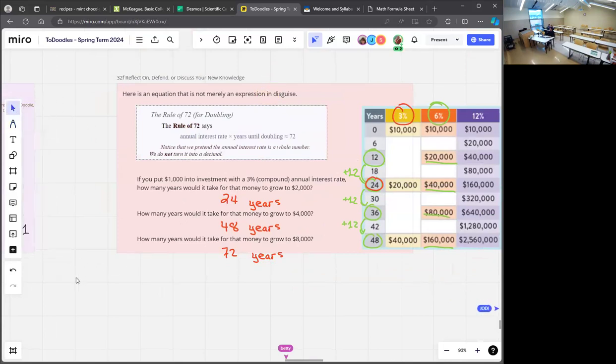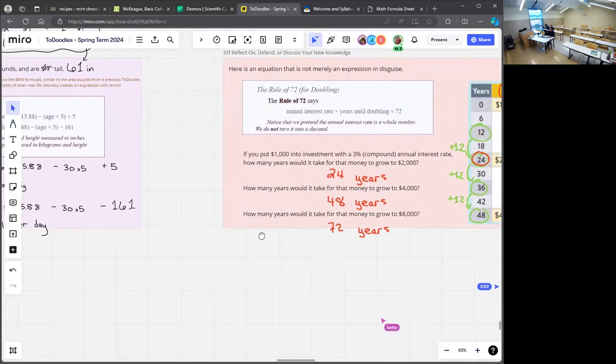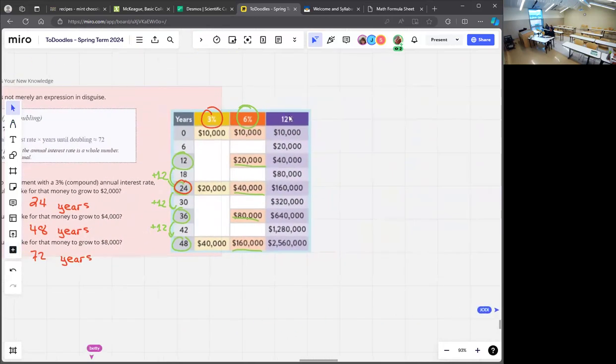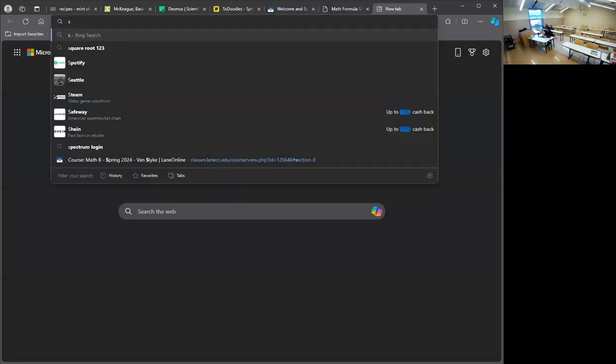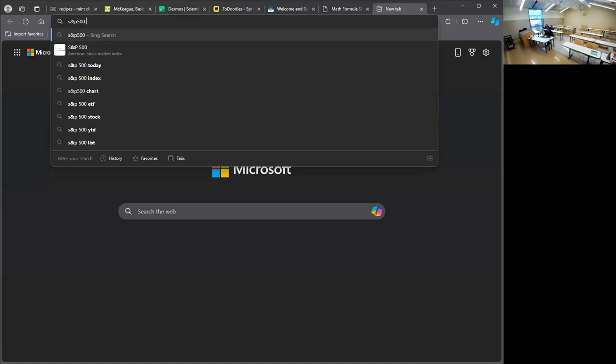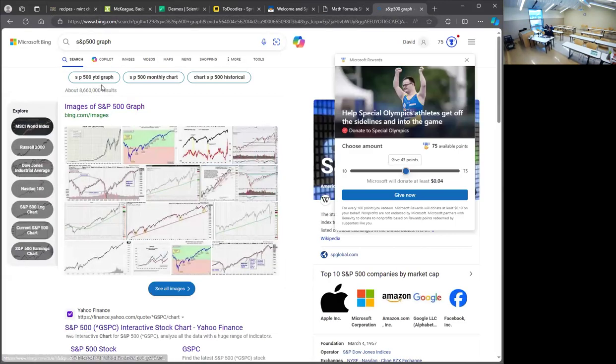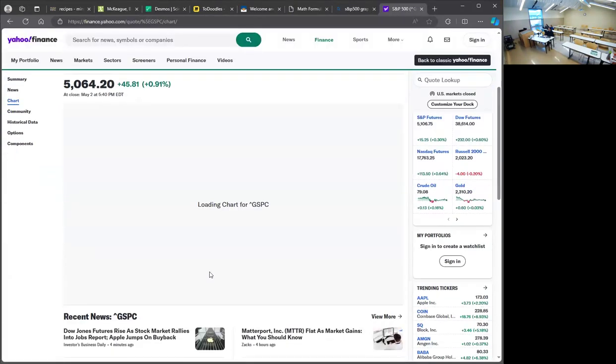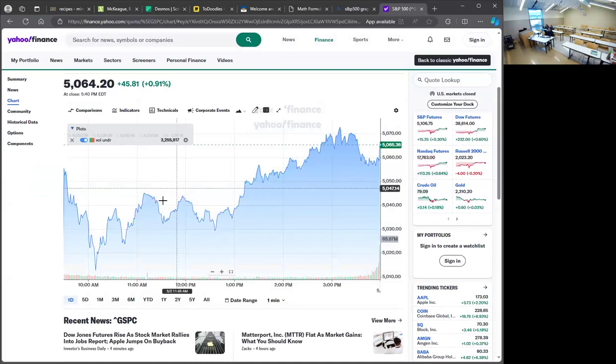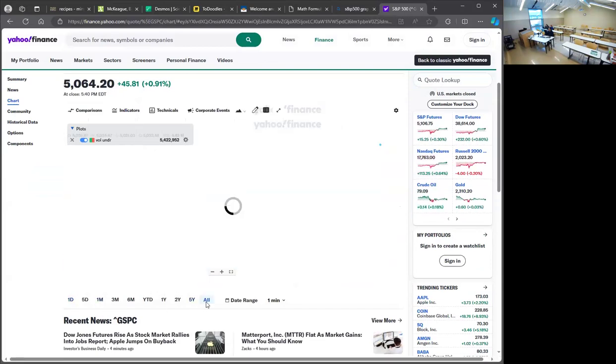How can you do that? Well, the annual rate of return for the stock market. If we look at it, if we go back in the whole history.